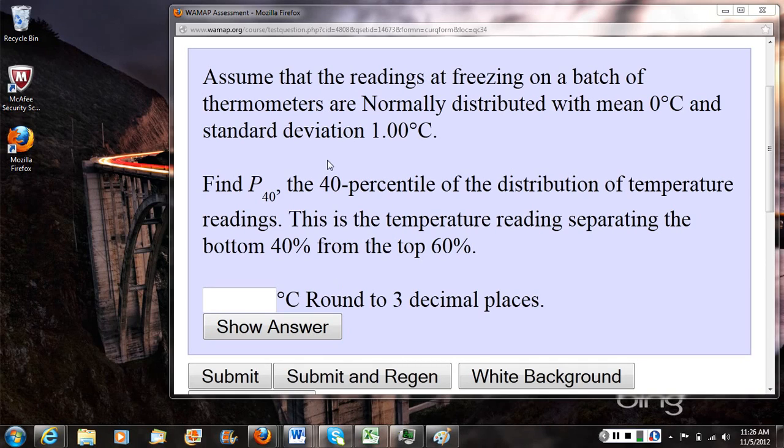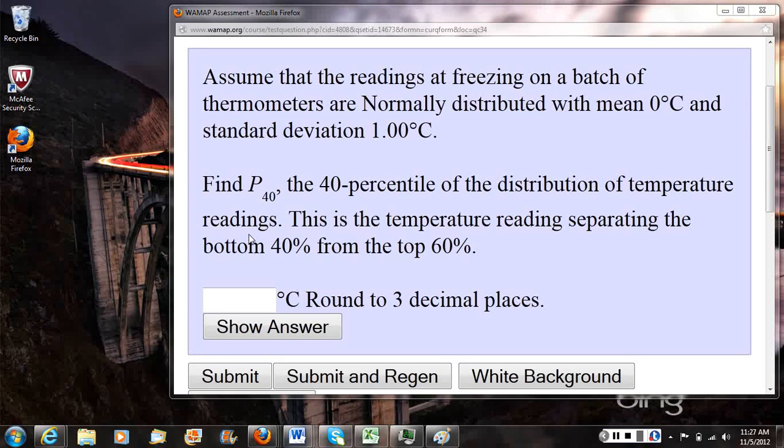Here we're dealing again with those thermometers, the thermometer factory, and they tell us that if the thermometers are working, then when it's freezing outside, when the temperature is really 0 degrees Celsius, if you take a batch of thermometers from this factory outside, the average reading they'll show is 0 degrees Celsius. Not every thermometer will show exactly 0 degrees Celsius, but on average that will be the reading. And the standard deviation will be 1 degree Celsius.